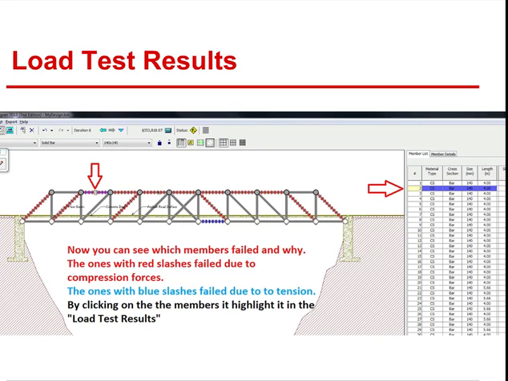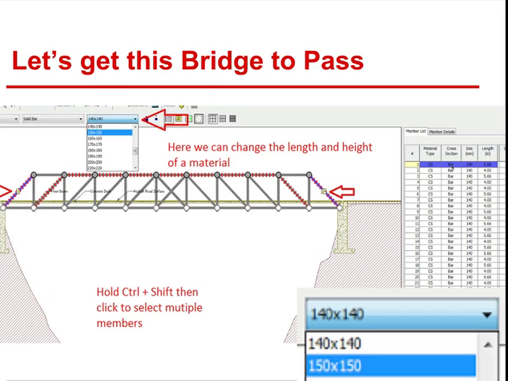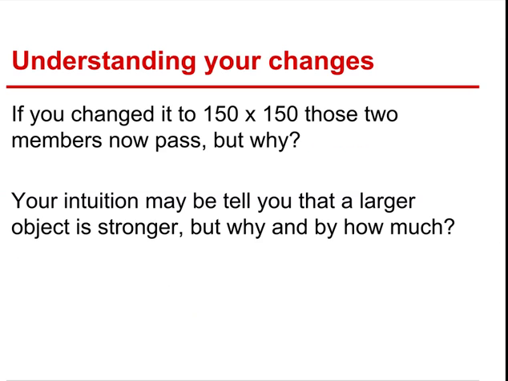And right up here is a calculator. By clicking on the member, it highlights in the load test results. So if you click it here to see which one failed, it shows you. This one failed here, for example, there it is. And here we can change the size to see if it's going to fail, to improve it. And we'll show you that in a second here.